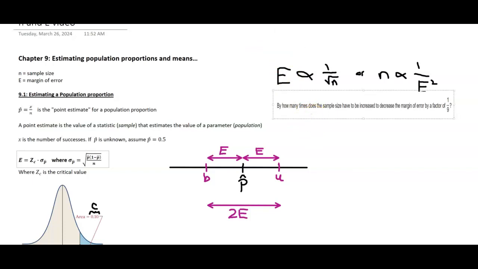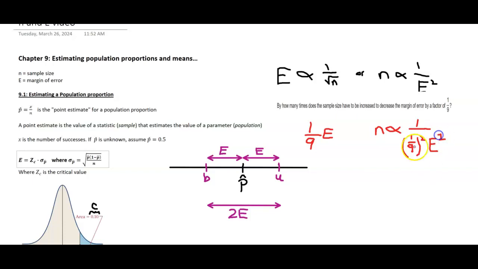So basically, if I'm going to replace E by 1/9 E, I want to figure out what that does. Instead of E, I'm going to have 1/9 E. What happens to my N? Instead of N being proportional to 1 over E squared, N is going to be proportional to 1 over (1/9) squared times E squared.